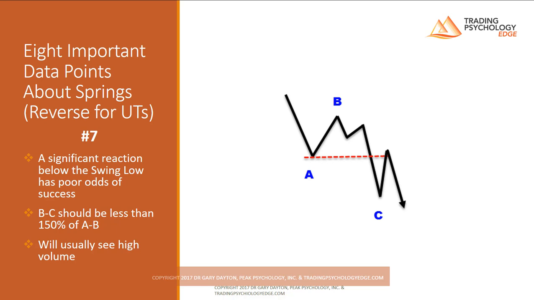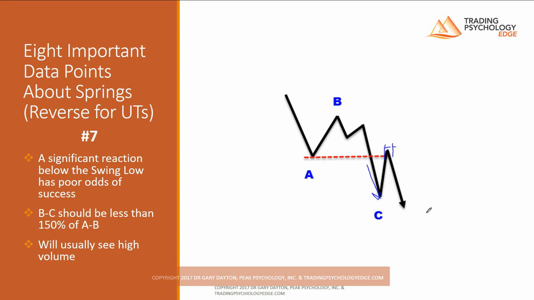They see a significant reaction down below the swing low. Well, when you see a large reaction down below the swing low, the odds of success are pretty low, pretty thin. And it may very well close above; you may get a close or two above the swing low. But if you've got a deep penetration here, it's just one you want to pass, okay? It's one you want to pass.